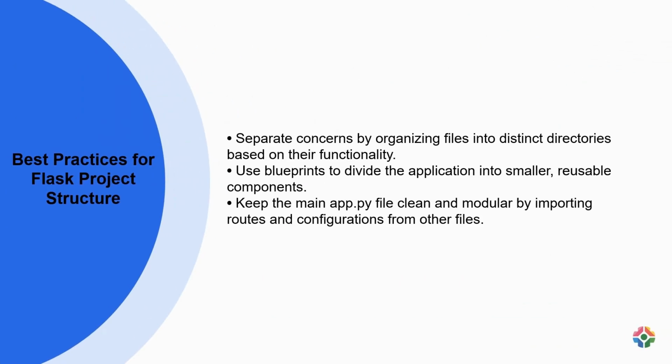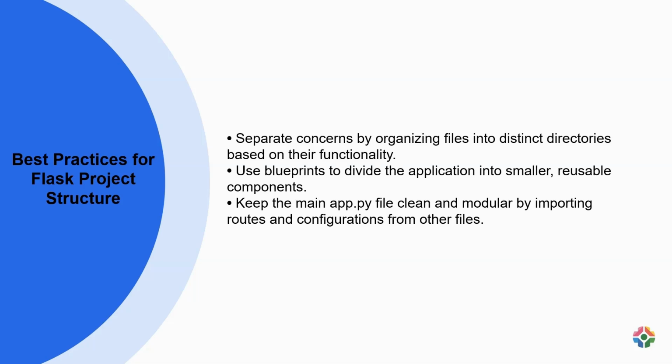To streamline development and enhance maintainability, one can categorize files into separate directories according to their roles within an application. Employing this approach aids in the systematic organization of code and facilitates easier navigation for developers. Furthermore, the utilization of blueprints in an application enables the division of functionality into smaller, self-contained modules that can be easily reused across different parts of the system. This modularity promotes code reusability and fosters a structured architecture.